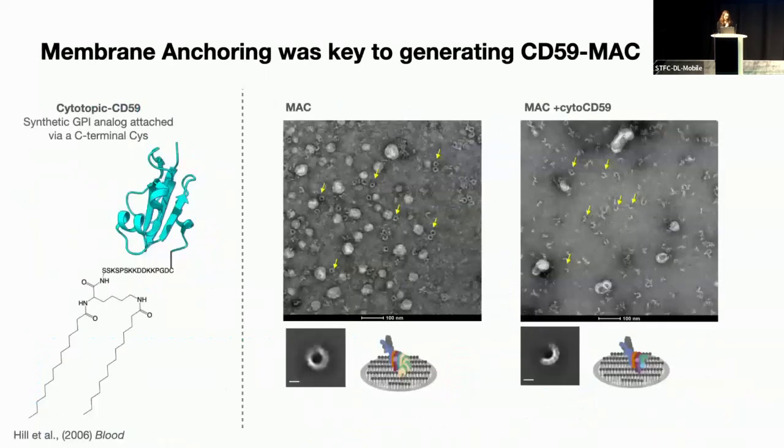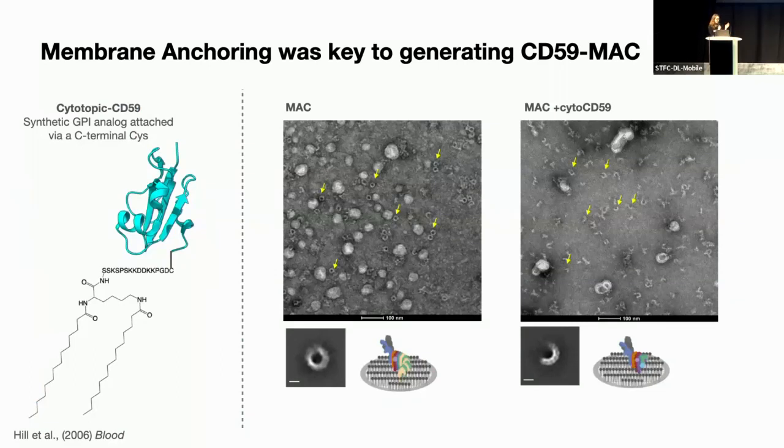To do this, we needed to find an efficient way of inhibiting MAC. As I mentioned, CD59 is a GPI-anchored protein. They're quite difficult to extract from the membrane, but there are a number of synthetic GPI analogs that we can use to capture GPI-anchored proteins on membranes synthetically. And this is super important for CD59. It's about 50 times more effective at inhibiting MAC when it's localized to the membrane.